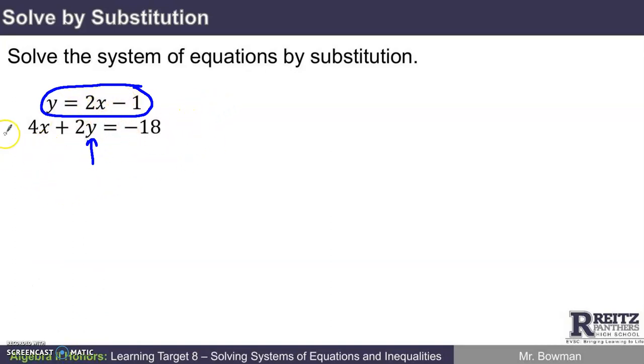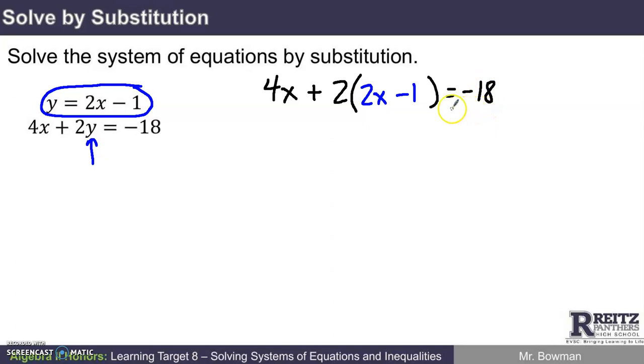So that's what I'm going to do. I'm going to take this other equation and I'm going to write exactly what's there. 4x plus 2 times y, but instead of putting y there, I'm going to put what y equals, 2x minus 1. And then I'm going to go back and finish this equation. Equals negative 18. You see that? Since y equals this, I can replace y with 2x minus 1 anywhere I need to. The advantage of that is that now my equation only has x in it, and I can solve that equation for x.